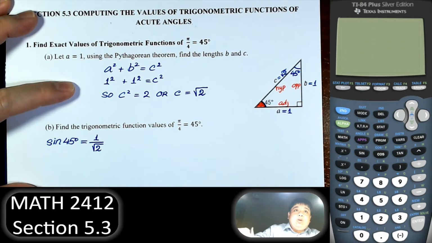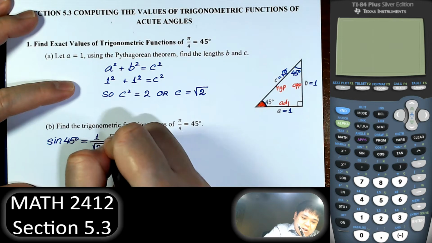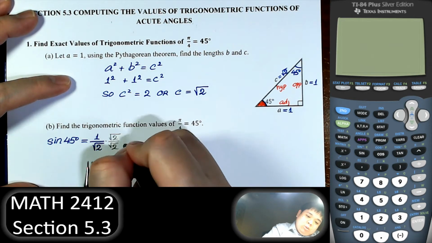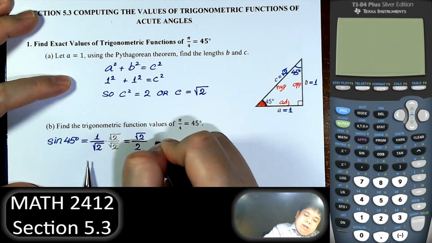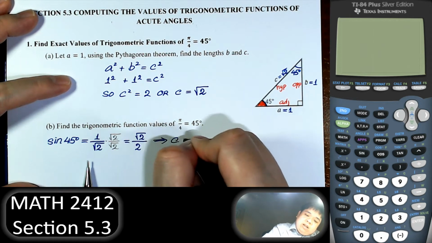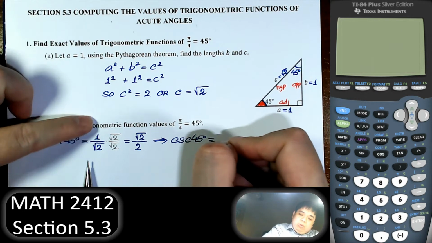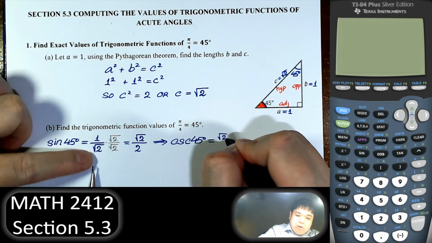If we don't want to write a square root at the bottom, we can always multiply the square root of 2 on top and bottom. The square root of 2 times the square root of 2 is 2 at the bottom. The top is the square root of 2. If that is sine, cosecant is the reciprocal of that, which will be the square root of 2 over 1, because it's the reciprocal of this.